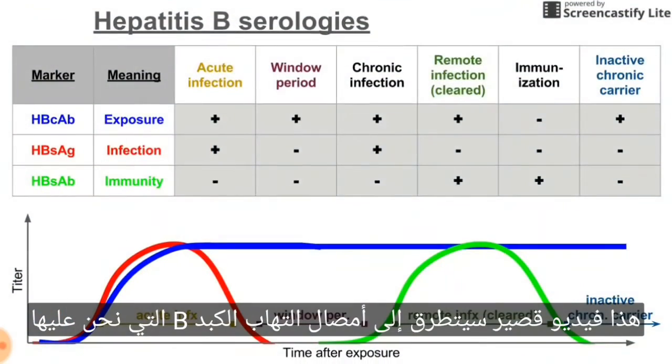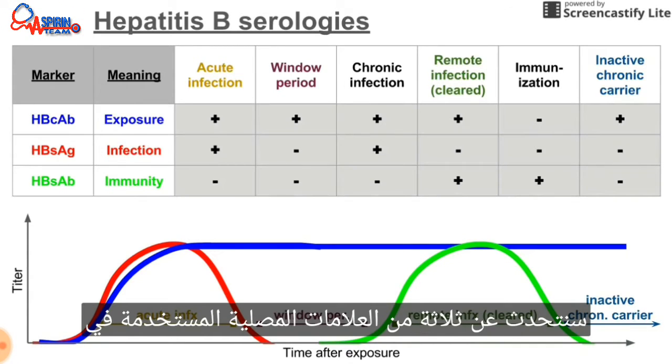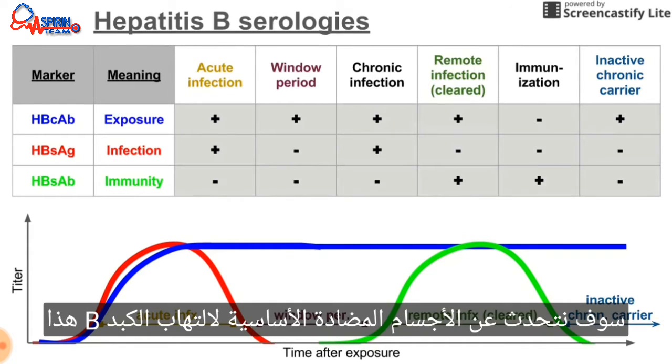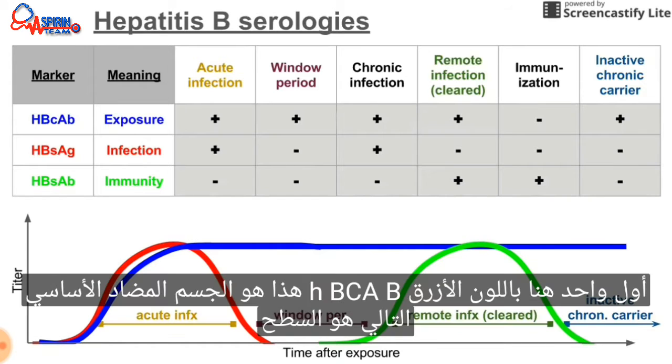This video is going to go over the hepatitis B serologies. We're going to be talking about 3 of the serological markers that are used in diagnosing hepatitis B and how they are interpreted. The 3 markers that we're going to be talking about are the core antibody for hepatitis B. That's the first one here in blue, HBcAb, that's the core antibody.